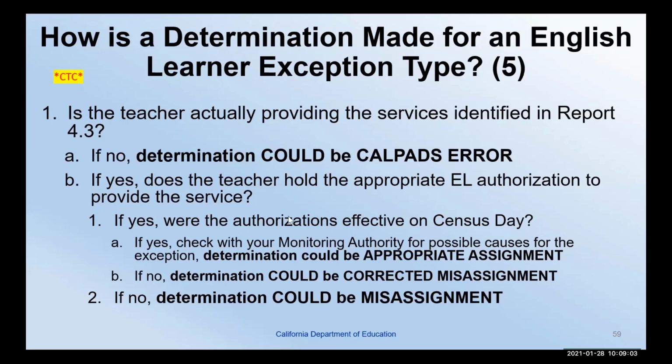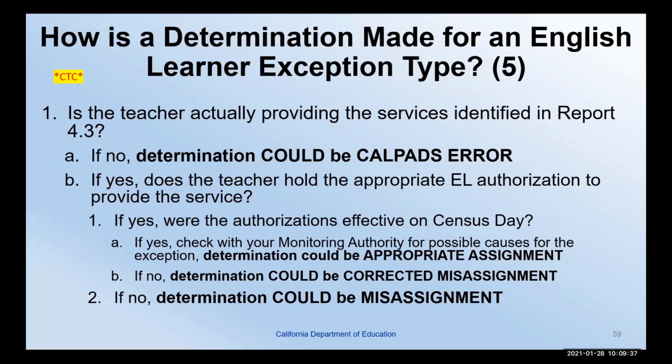So what if the teacher does hold the appropriate EL authorization to provide the service? Well, then you have to, again, look at that census date. Was the authorization in force on census date? And if it was, it could be an appropriate assignment. And we did see a lot of these with the unregistered CCSDs. I hope you guys have seen that we are collecting these, really looking forward to taking these all and loading them into the system.